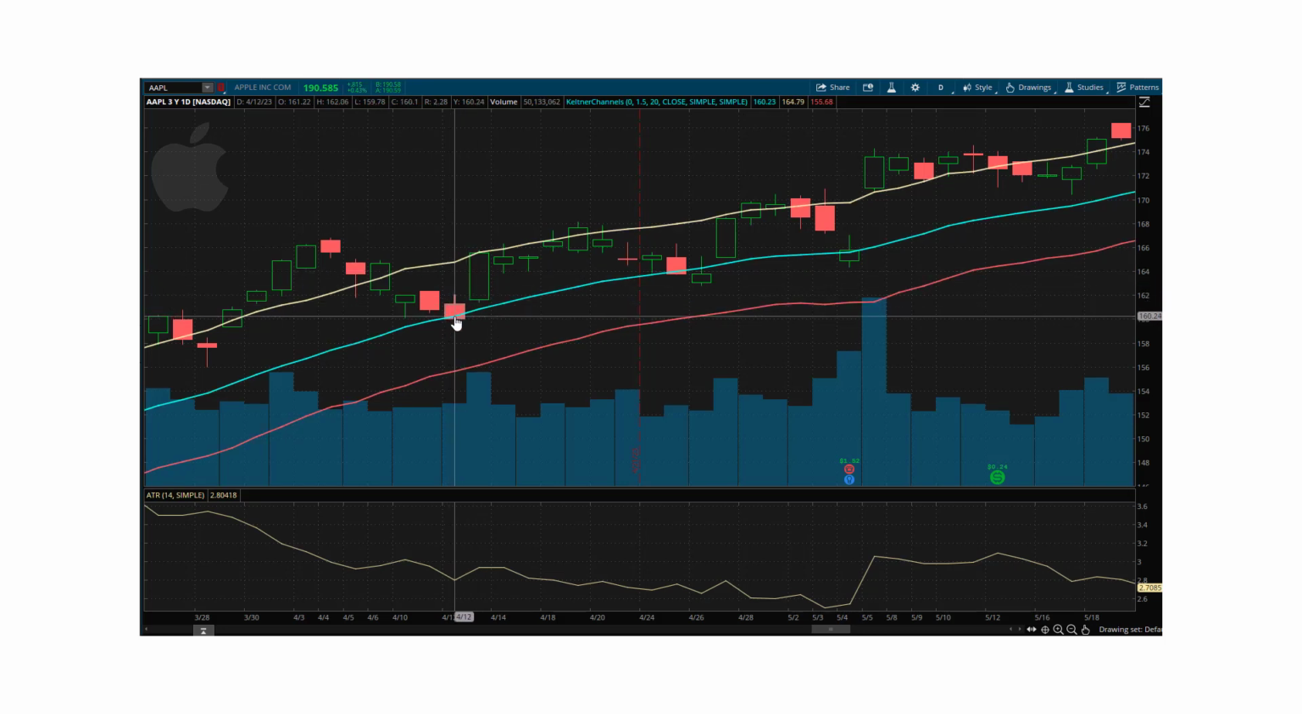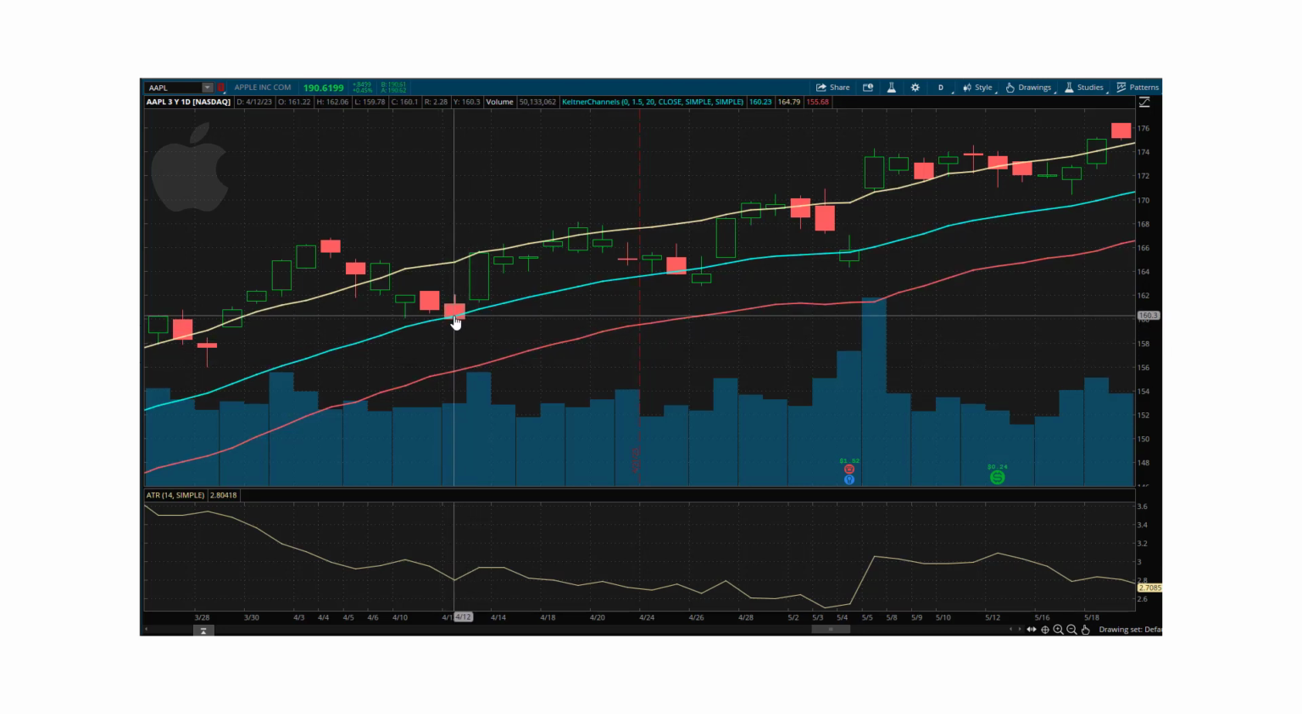For the stop loss, we'll do the same but in reverse. We'll set it to 1 ATR below the entry. And so we would take $160.23, subtract $2.80, and that would be our stop loss down here.